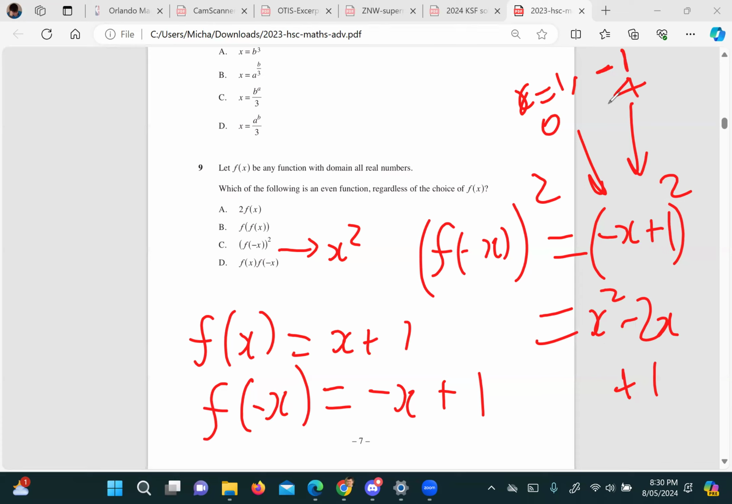Yeah, the fact that you can let it be any function is literally crazy, okay? Because there's lots and lots of functions. The fact that it can be any function, if you can't just prove it directly like this, it's likely to be not even. Okay.